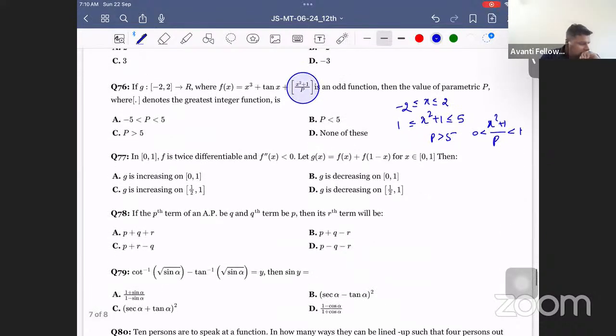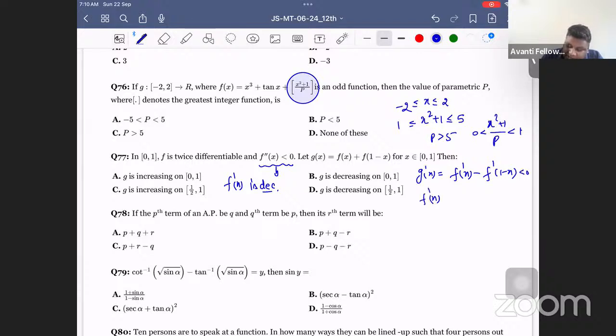Now, f is a twice differentiable function and second derivative is less than 0. See, if I do first derivative, g dash x is f dash x minus f dash of 1 minus x. Then g is increasing, g is decreasing. They are talking about that. See, f double dash x is less than 0. That means f dash x is decreasing. Yes or no? So that means g will decrease if I make it less than 0.